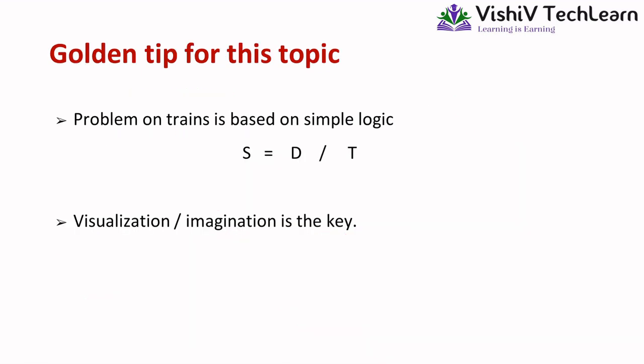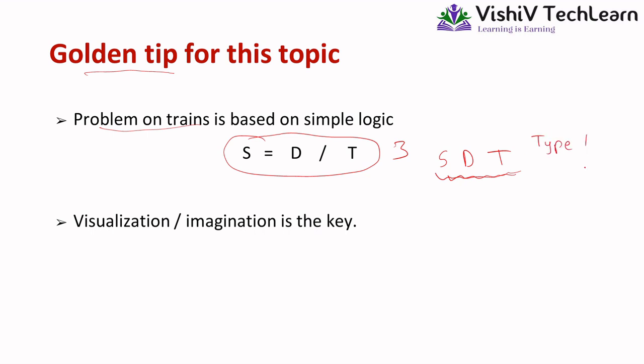So this is how we have solved the problems type 1 to type 6. Now at the end, the golden tip for solving these problems is that we have a single logic: speed is equal to distance upon time. Only three terms are there: speed, distance and time, and we have to play with these three. There will be different conditions from type 1 to type 6, and we just have to manage them, but it has only a single logic, so you can easily practice it.